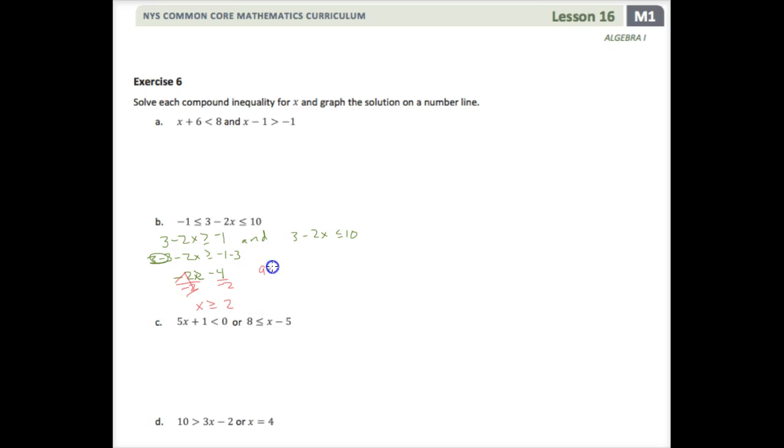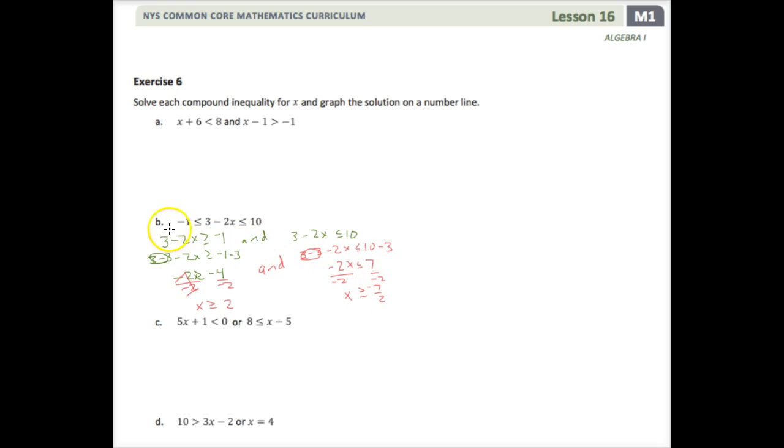Now we have our and, and a similar condition is going to exist. 3 minus 2x less than or equal to 10 minus 3. Zero pair, negative 2x is less than or equal to 7. Divide by negative 2, and here again, here's this big negative 2 thing we've got to switch. We're going to switch to greater than or equal to, x is greater than or equal to 7 over negative 2, we can make that negative 7 over 2.